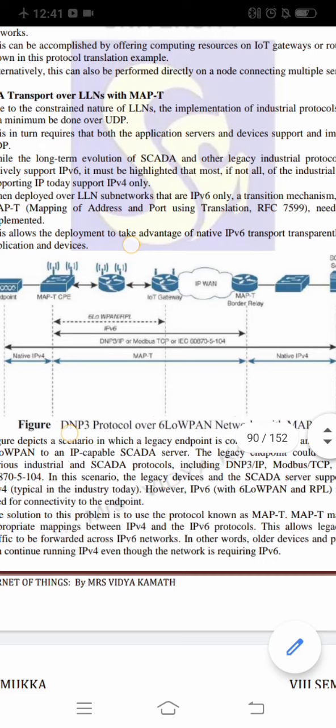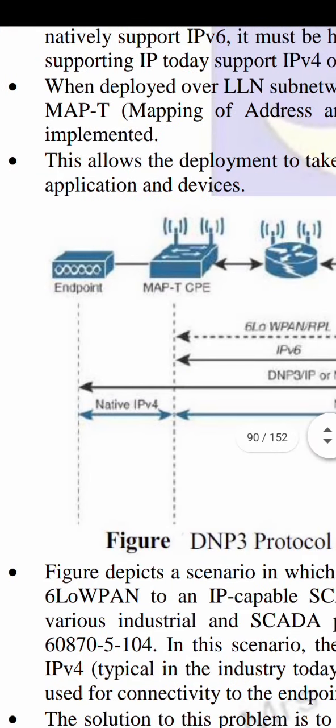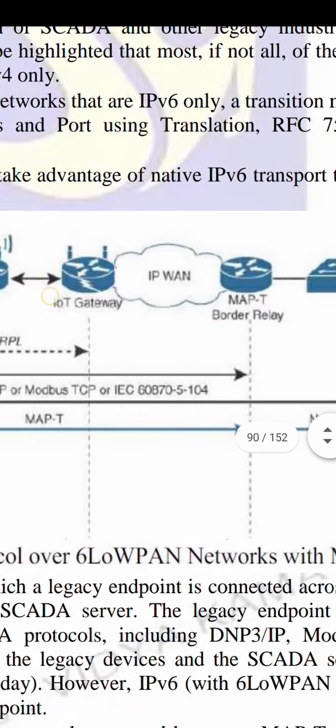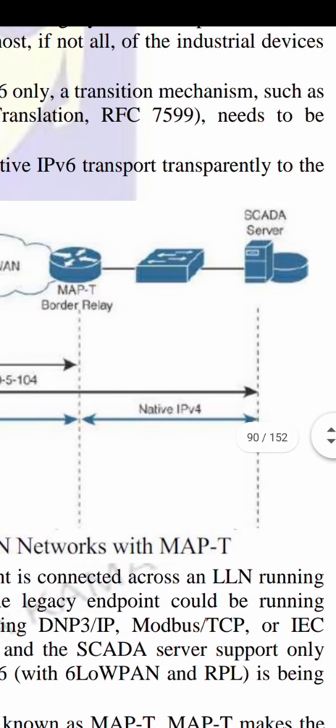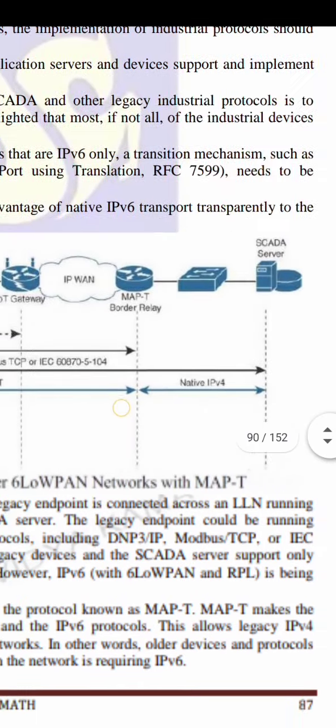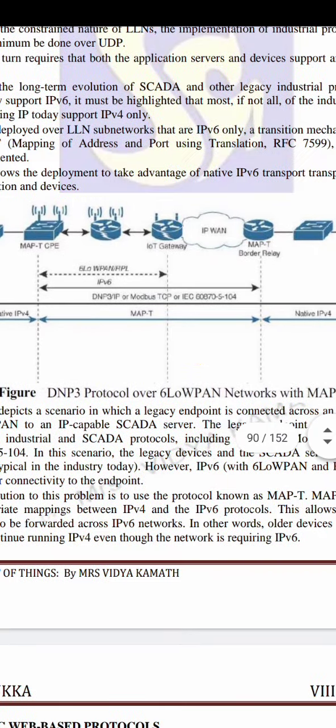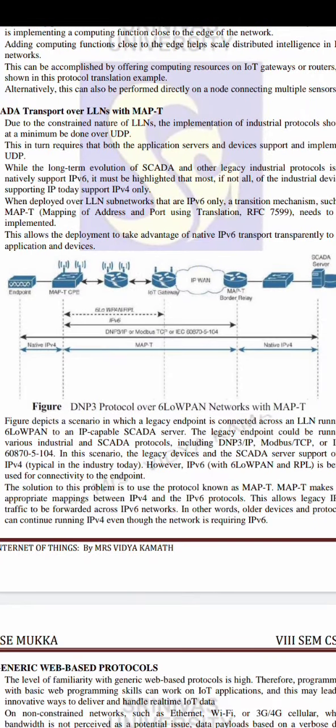You can see here this is your endpoint. Suppose this endpoint, which is using native IPv4 and DNP3 to communicate with the server, passes through all this to reach its SCADA server. Let's imagine that this is a full IP SCADA server, that is, it is capable of understanding IP. Both will have support for IPv4. So from the endpoint till your SCADA server, you will be using DNP3 running over IPv4.